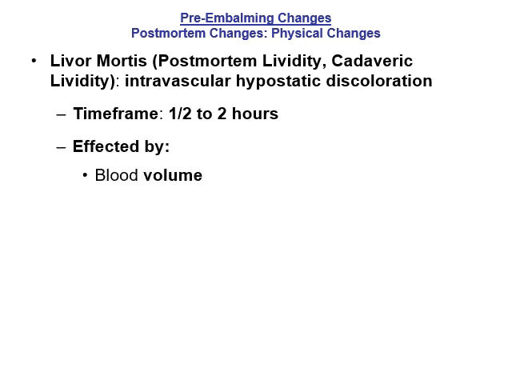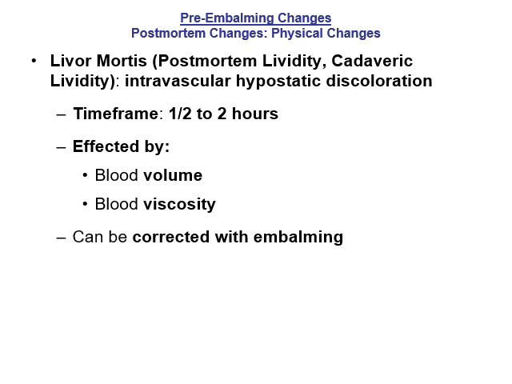Again, it's going to be affected by blood volume. If you have a lot of blood or even normal blood, you'll get quite a bit of livor mortis. If the person exsanguinated or bled out due to hemorrhage, then there's not going to be a lot of livor mortis because there's no more blood in the body. Blood viscosity will also affect it. The thicker the blood, so the higher the viscosity, the less livor mortis you'll get. And this can be corrected with embalming. So this is an intravascular discoloration, which means you can flush it out as you start to pump in arterial solution.